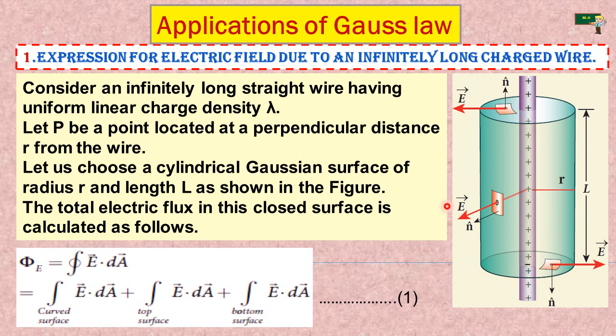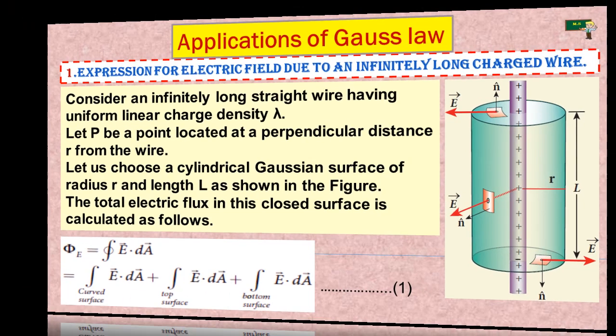As shown in the figure, the electric flux through this closed surface is calculated. Now we have to calculate the electric flux. That means the electric field lines move through this area. Now electric flux phi E is equal to closed integral of E dA, which we already derived. Only one change: the closed surface is divided into the curved surface, the top surface, and the bottom surface. There are three different surfaces, so we have to add all of them. This is equation number 1.